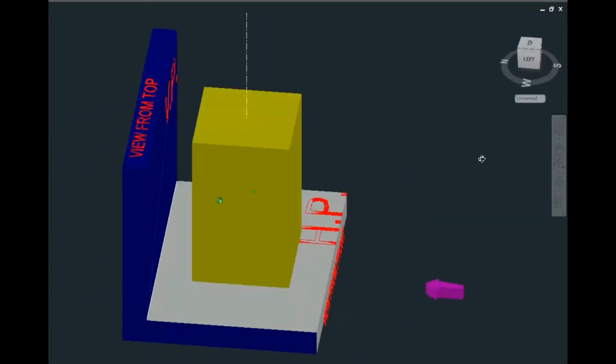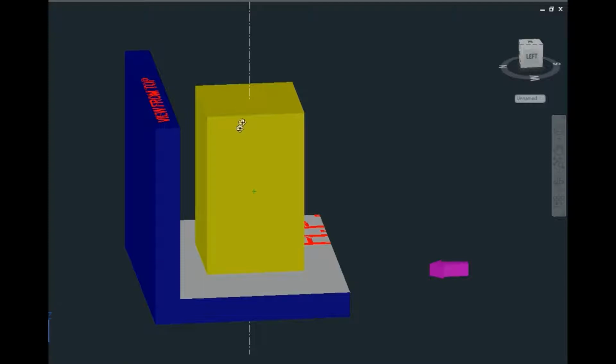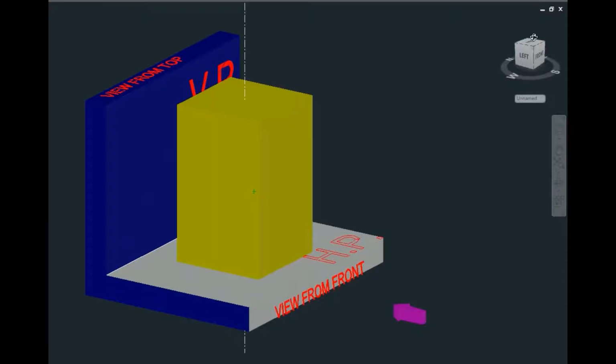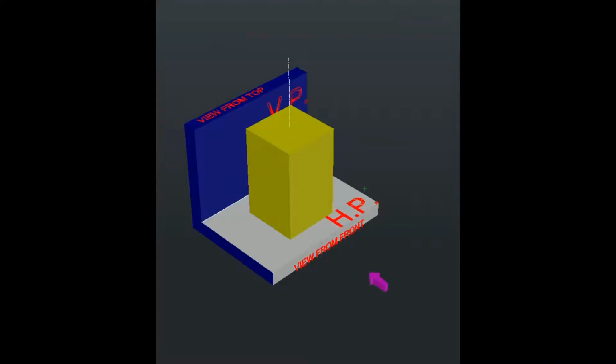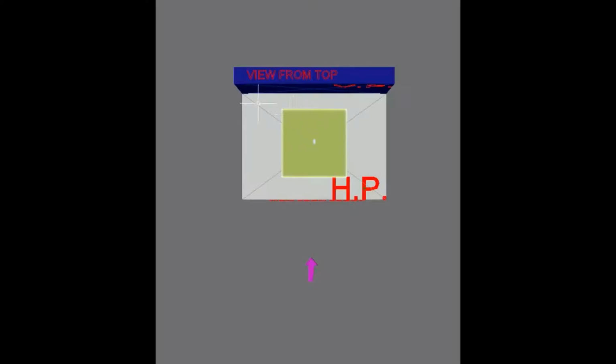So when you view this from this side, you see that this rectangular face here is parallel to the vertical plane. This blue colored plane is vertical plane. So they are now parallel. So now when you view it from the top, there will be a simple square. Obviously it will be a square because it's a square prism.